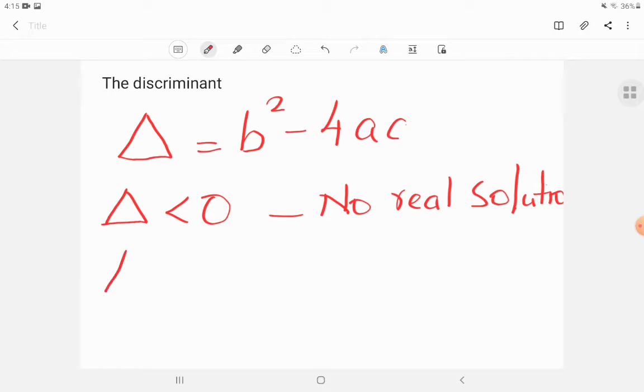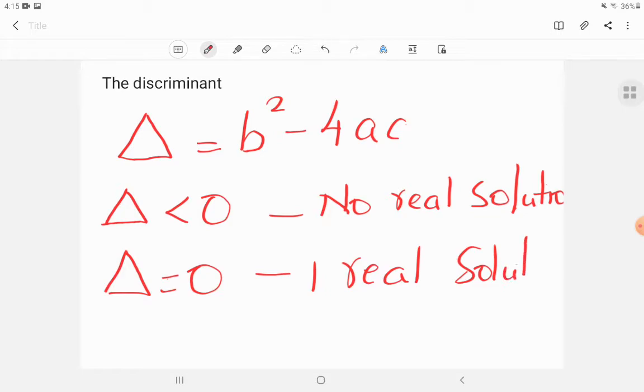If the value of delta is equal to 0, that means there is one real solution. When you sketch the graph, you will get one x-intercept. The graph will touch the x-axis at exactly one point.